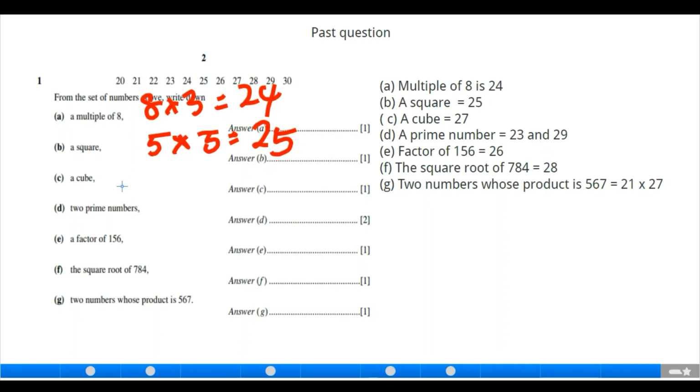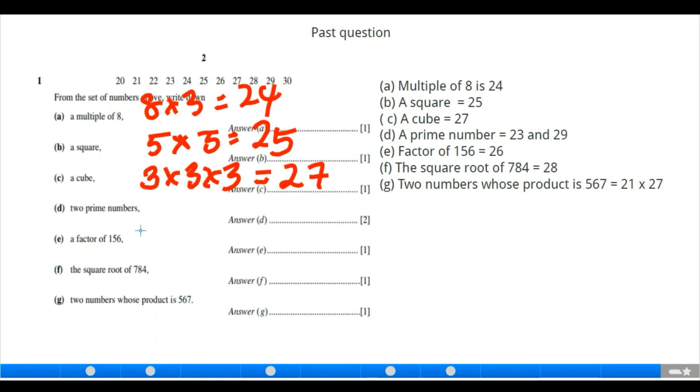Now, a cube. What is a cube that you can find there? Let's look from 20 to 30. What is the value that, by the time you multiply 3 times, will give us a given value from 20 to 30? Now, let's try 27. If you multiply 3 in 3 places, that is 3 times 3 times 3. What is 3 times 3? 9. 9 times 3 will give us 27. So a cube that we can find there is 27.